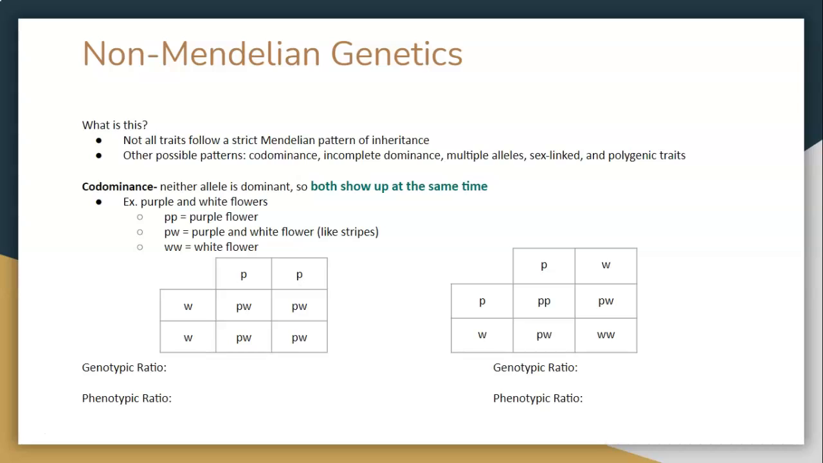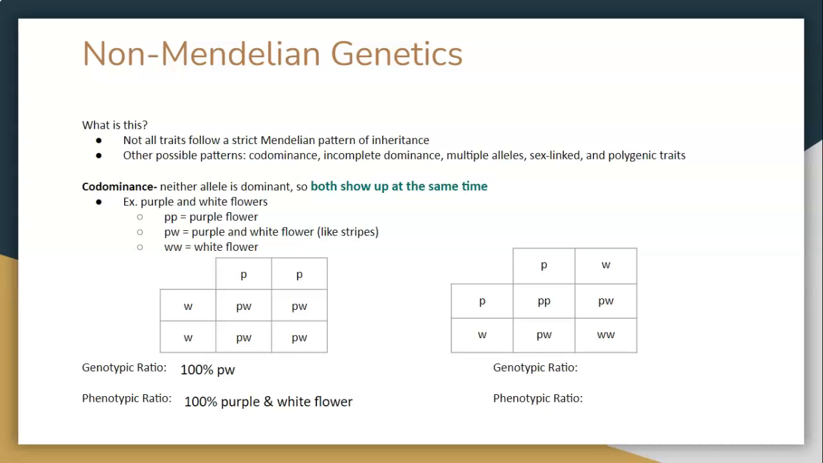Purple and white flowers. When the genotype is homozygous, right, two P's, the flower is going to be purple. If it's homozygous with the W's, then it's going to be white. But if it's heterozygous, you're going to get purple and white flowers, which look like stripes. So let's look at our first Punnett square here. We're crossing a homozygous purple flower with a homozygous white flower, and our offspring are all PWs. That means they're all heterozygous, so our genotype ratio is 100% PW. And our phenotypic ratio is 100% purple and white flowered.